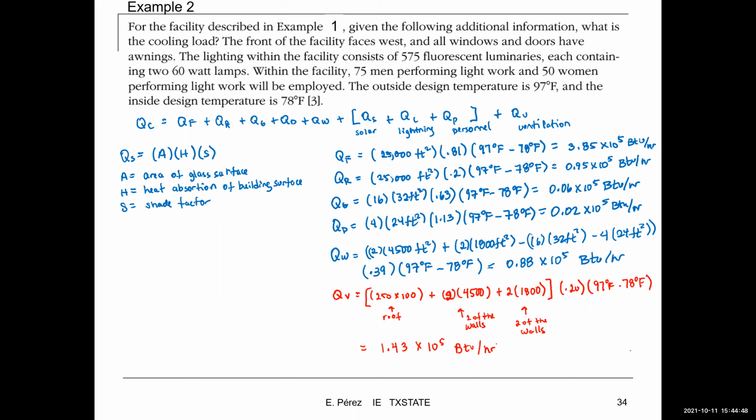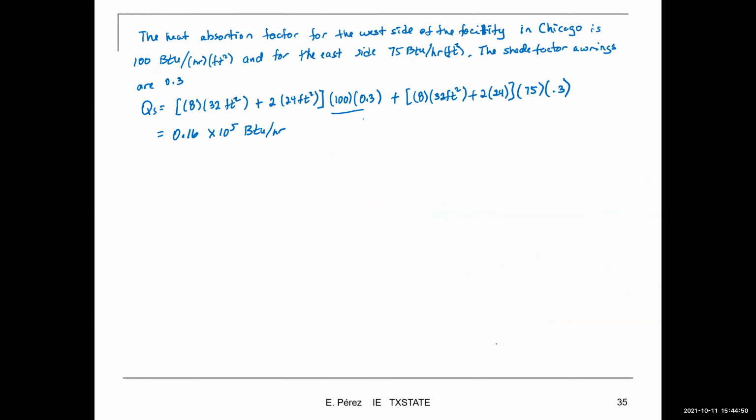And then for the solar, we started that computation. The heat absorption factor for the west side of the facility in Chicago is 100 BTUs an hour per square foot. And for the east side it is 75 BTUs an hour. So the shade factor is 0.3. So using that information, we were able to compute the solar radiation factor. So we have two more to go.